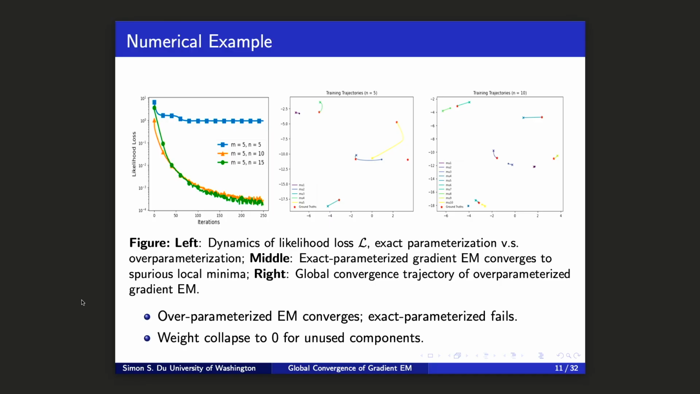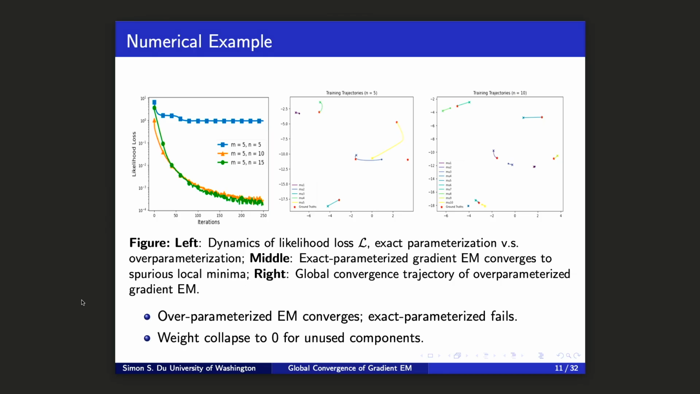Let me illustrate this a bit more. The first figure compares exact parameterization with over-parameterization. For the blue curve, the ground truth has 5 components, and we also use 5 components, which gets stuck at some local minimum, like here. You can see the loss is pretty large. Then if you do over-parameterization, the loss decreases.